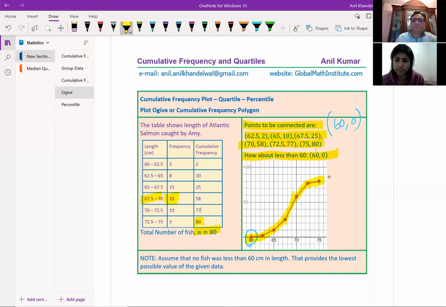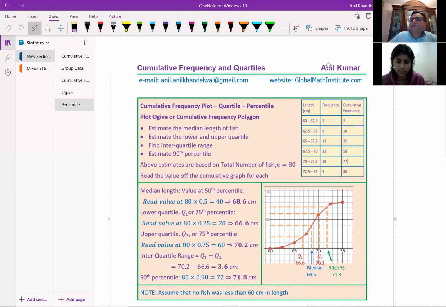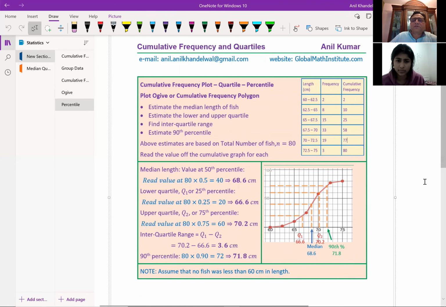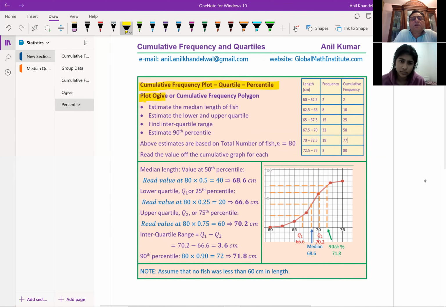Right. Okay. Yeah. Now, let's go to percentile definition and see how do we work with percentile and ogive or cumulative frequency polygon. Okay, so now we'll discuss cumulative frequency plot, quartiles, and percentile, plot ogive or cumulative frequency polygon, which we have already done. You can see right there from the given data in the table. Now we'll estimate the median, lower and upper quartiles, interquartiles, and 90th percentile.